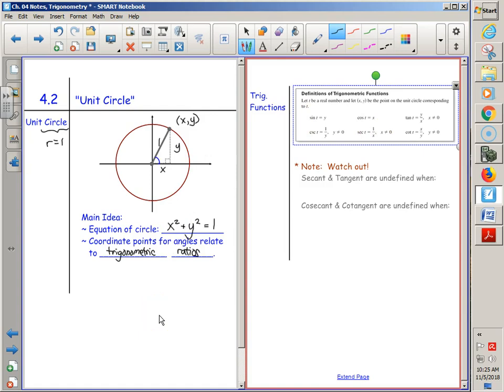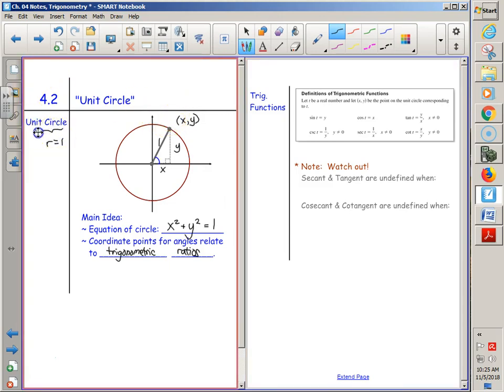Coordinate points, aka the x's and the y's, relate to trigonometric ratios. And the table that I have selected on the next page, I'm going to zoom in on, shows those trigonometric ratios and how they relate. Trigonometric, but just think trig, and trig is right triangle. It's dealing with a right triangle. Ratios, that's just like making fractions out of different parts. So we're taking the sides of a right triangle and making fractions out of them.